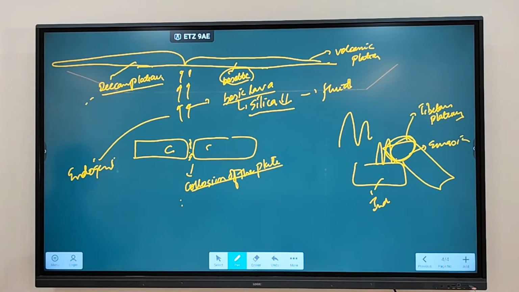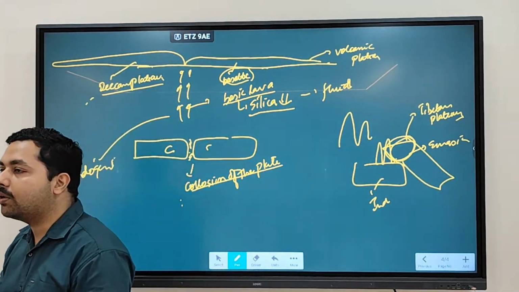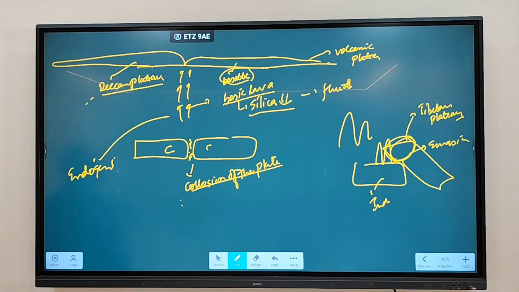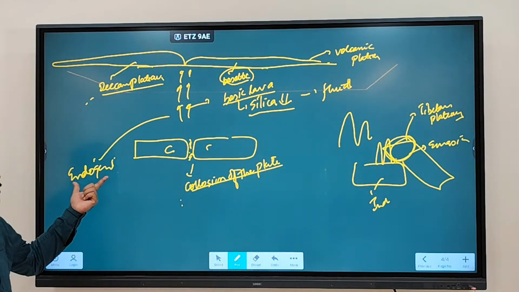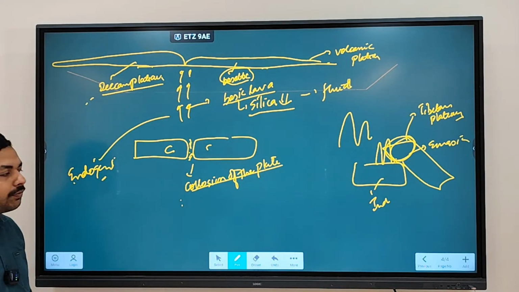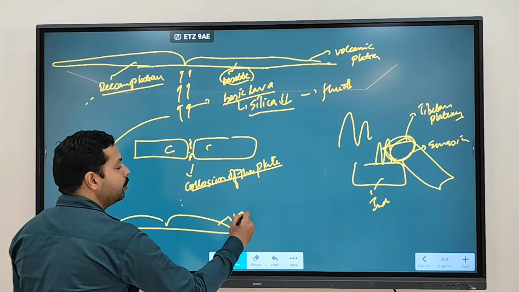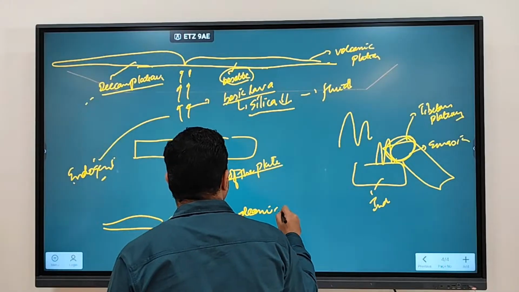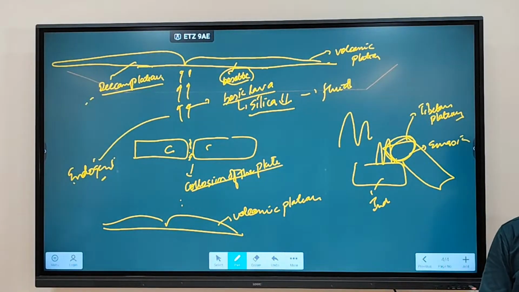Catastrophism and diastrophism. Diastrophism is slow movement or slow changes. Catastrophism is sudden changes. So sudden changes we classified into what? Volcano and earthquake. So the plateau that is formed due to endogenic forces, because of volcanism, is called which type of plateau? Volcanic plateau.